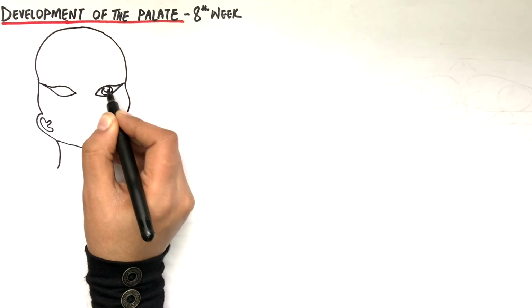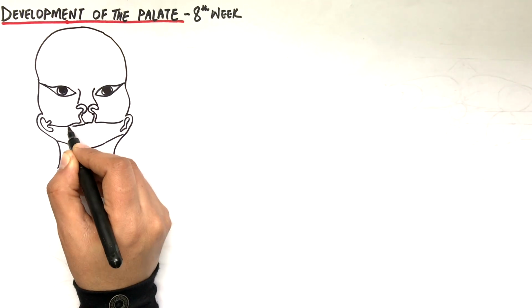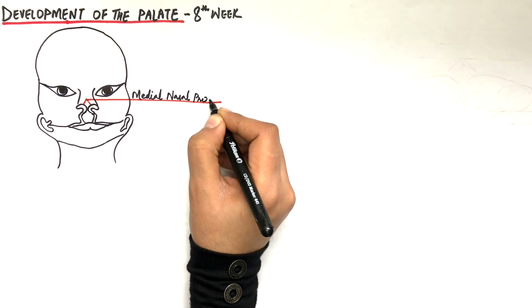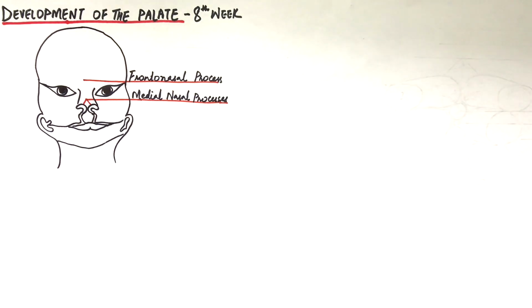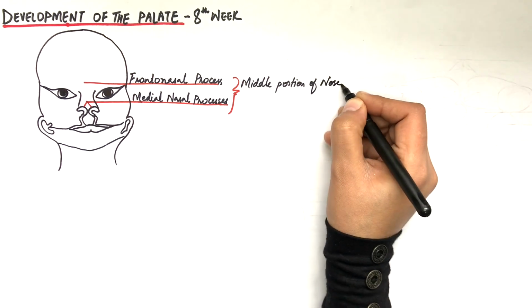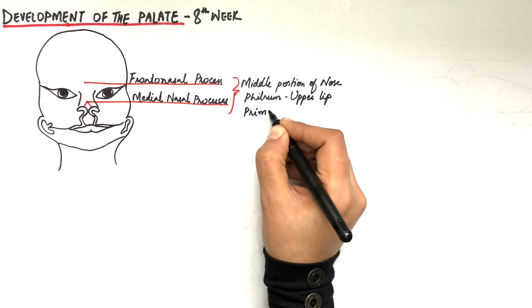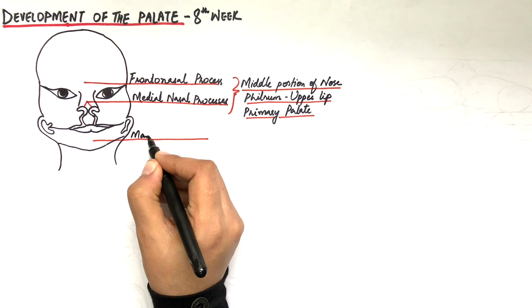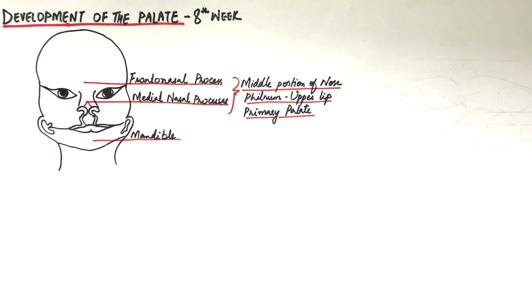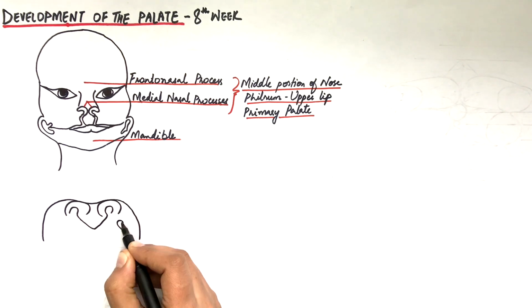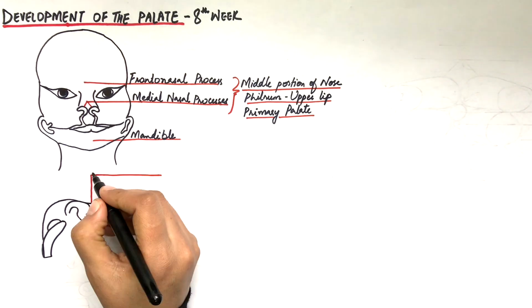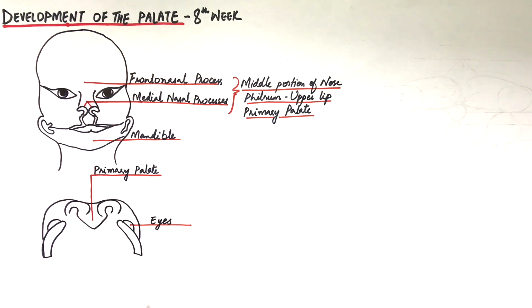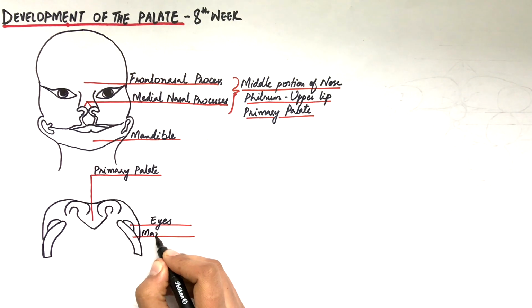In the previous video on the development of the face, we said that the fusion between the two medial nasal processes along with the frontonasal prominence gives rise to the middle portion of the nose, the philtrum, the upper lip, and the primary palate. Let's now remove the mandible and have a frontal view of the primary palate. Here will be the location of the primary palate, the eyes, and the maxillary processes.